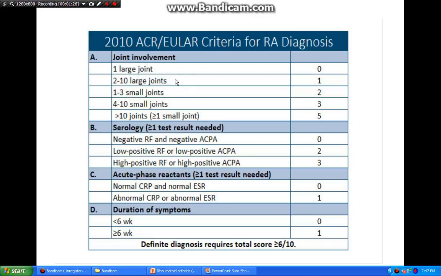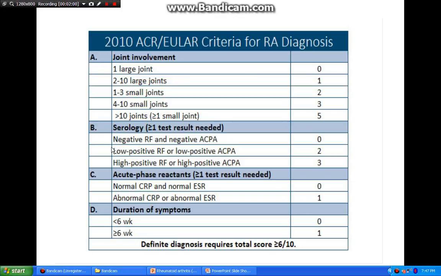This is the diagnostic criteria for rheumatoid arthritis. It should be 6 or more to diagnose rheumatoid arthritis. It depends on the number of joints and the type of joint. If it is a small joint, you give more weightage. If more than 10 joints, it is 5 points, but if 4 to 10, it is 3. So more points if it is a small joint. If it is a large joint, it is fewer points, even if it goes to 10.